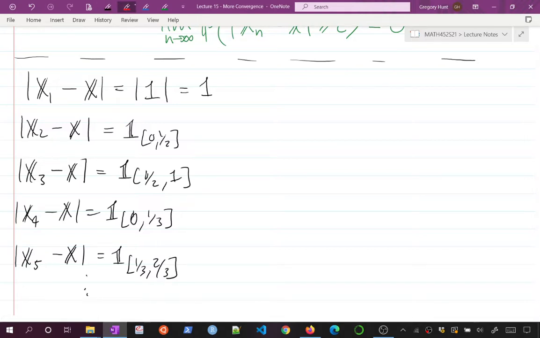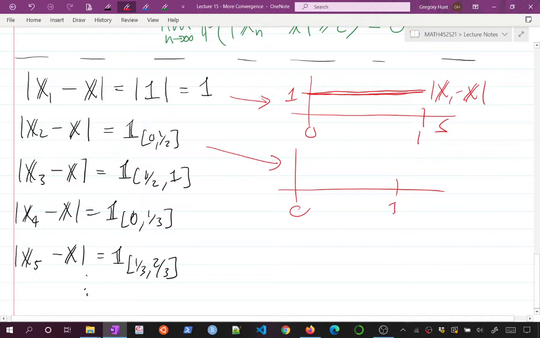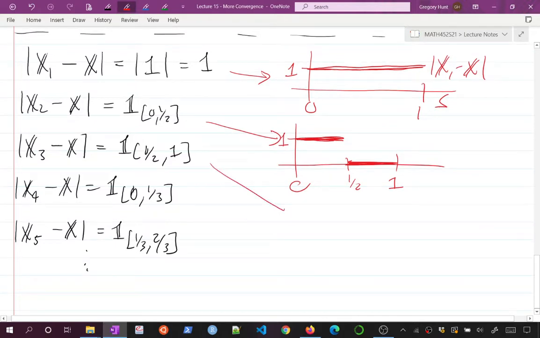So if we plot these, what are these going to look like? x1 is just a function. So here's s, here's 0 to 1. This is this first difference, x1 minus x, and that's that one. Let's do a couple more of these. 0 to 1, 1 somewhere. This is just the indicator, 0 to 1/2. So it's going to look like that, and then it's going to drop down to 0. Look at another one.